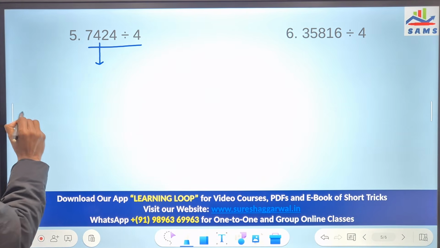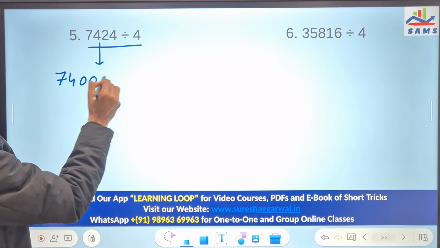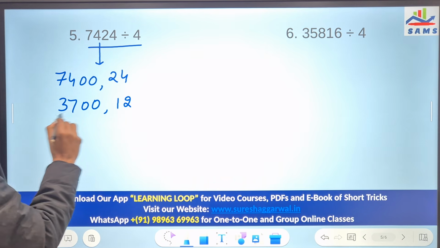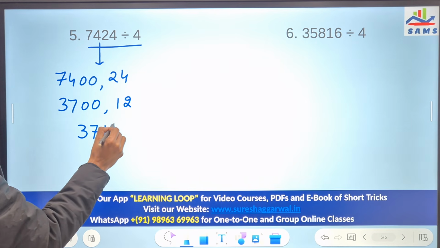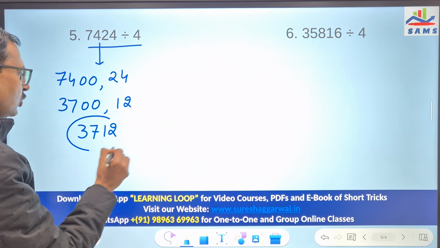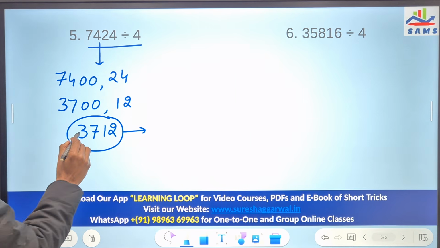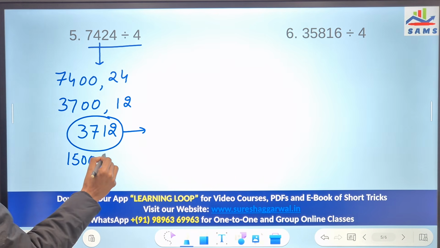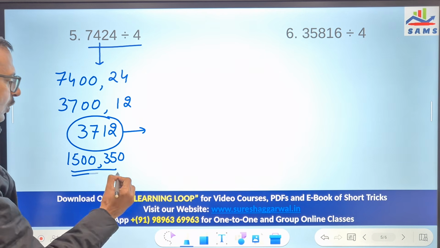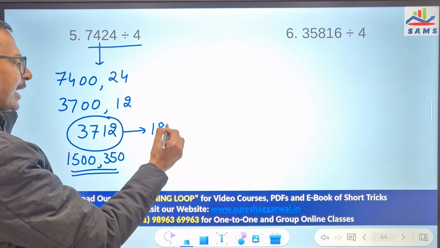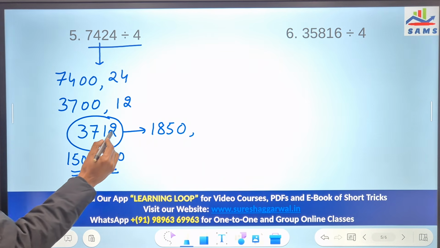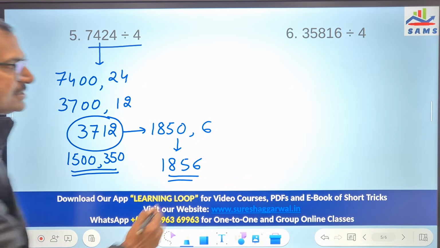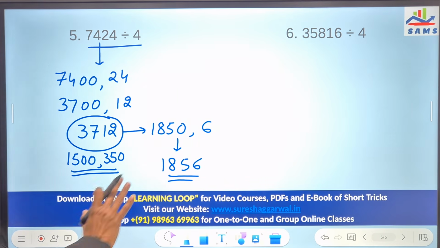Let's take half of this first. This is 7424. So half of 7400 is 3700 and half of 24 is 12. So the answer is 3712 when you divide this by 2. And now you have to do it once more using the same steps. So 3000 is 1500, 700 is 350, and so these two together will give me 1850, and 1850 combined with half of 12, which is 6, the answer for the question will be 1856. 7424 divided by 4 is 1856.